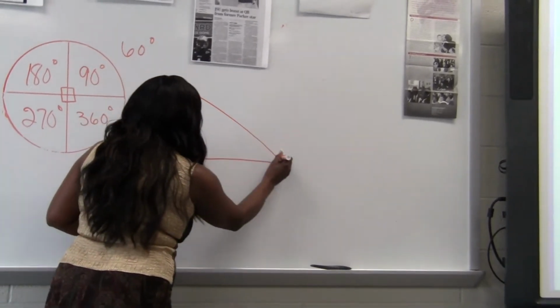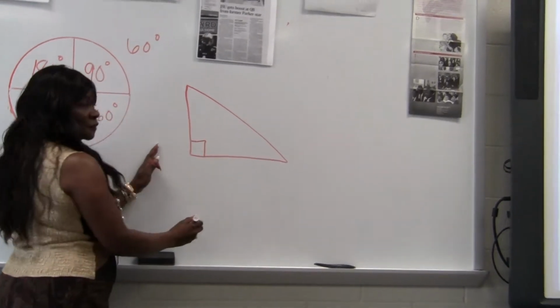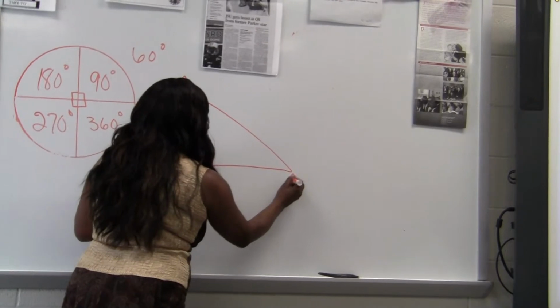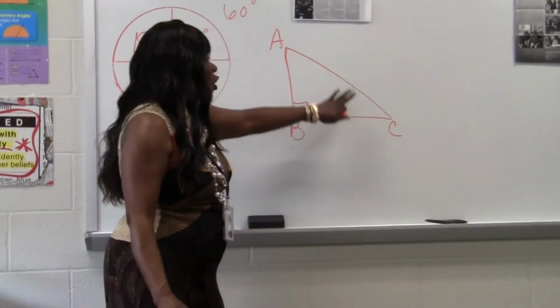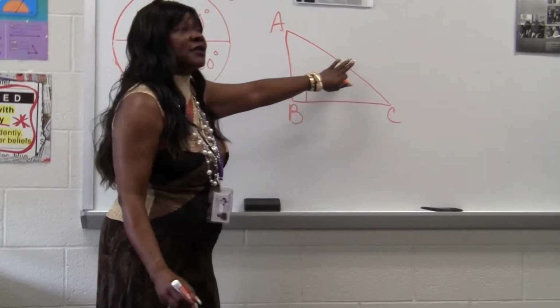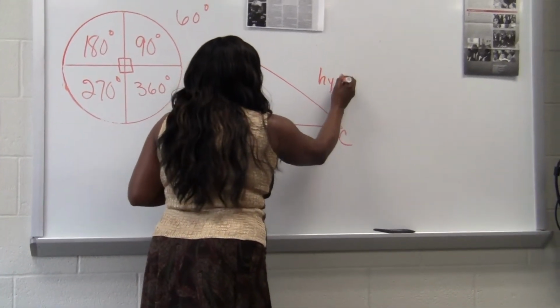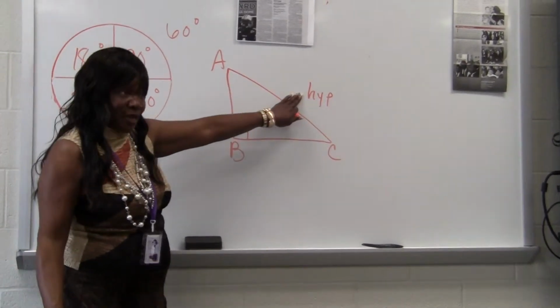Work with me in my little beautiful triangle. See my beautiful triangle? It's a right triangle. I'm going to put A, B, and C. Okay? A, B, and C. And across from the right angle is the hypotenuse, right? Across from my right angle is my HYP.